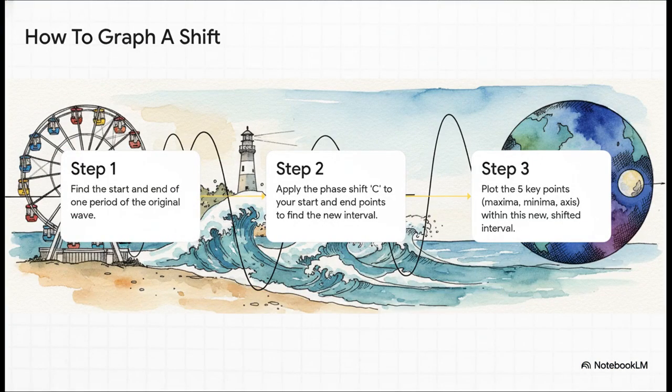First, just imagine one cycle of the basic wave, from its start to its end. Second, you take those start and end points and just add or subtract c to slide them over. And finally, once you have that new window, you just sketch in your 5 key points, the top, the bottom, and the 3 middle points. It's as easy as that.